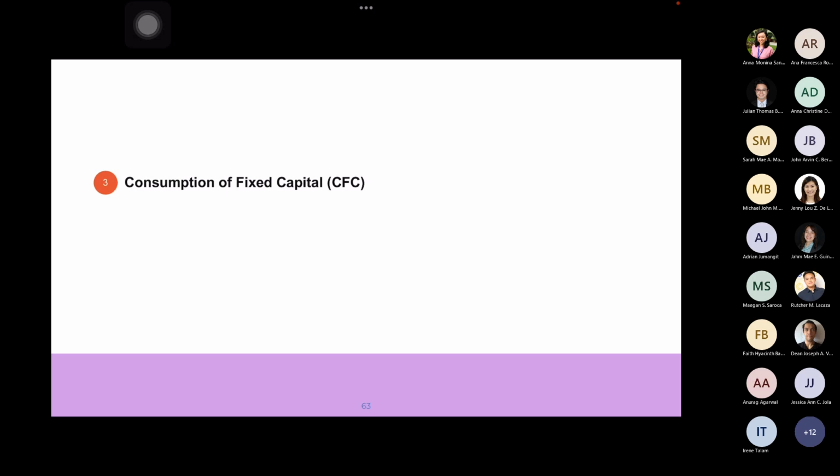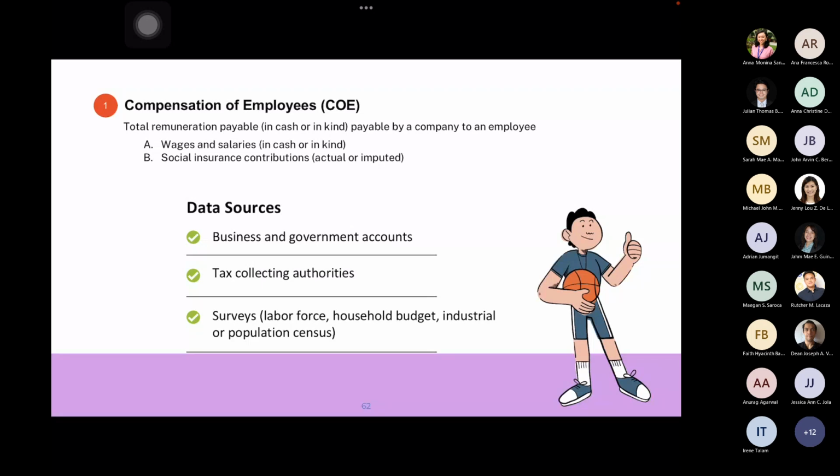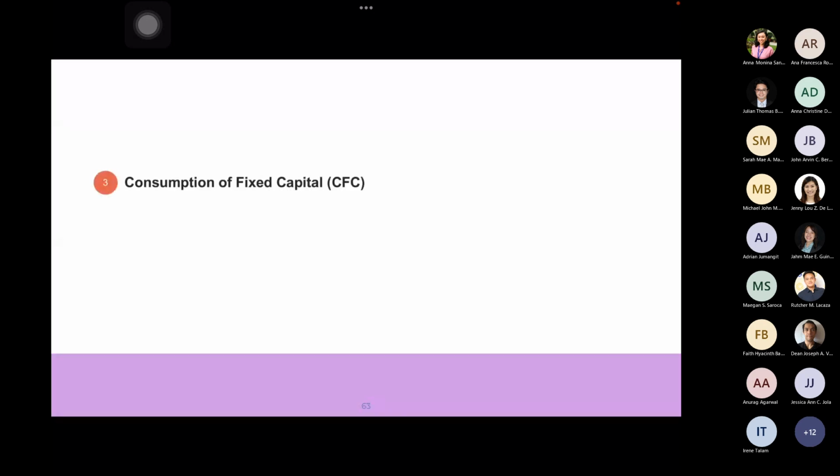Then next, we have consumption of fixed capital, which provides the amount of fixed assets used in the current production and can be estimated based on the stock of fixed assets and the probable average economic life of different categories.